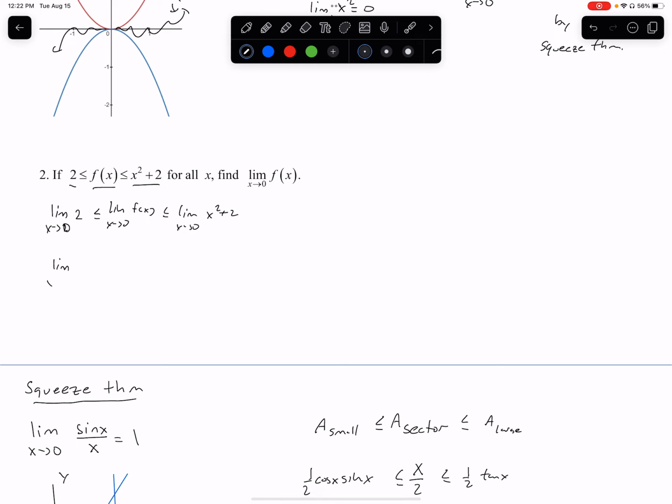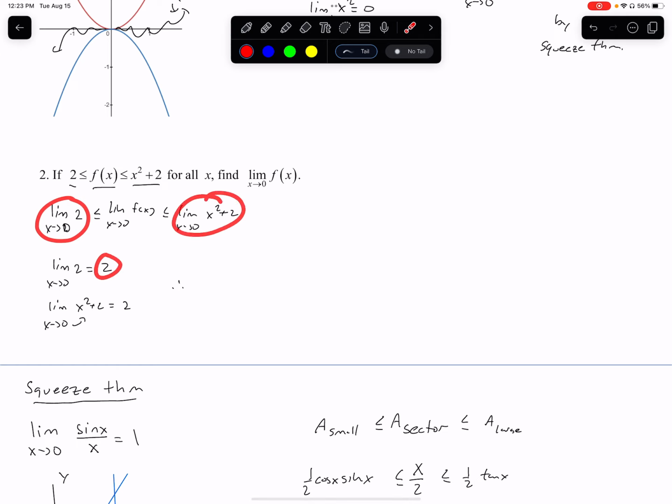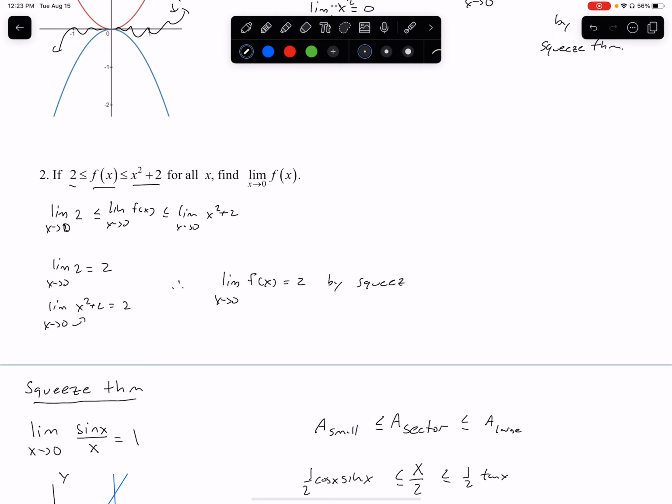If we take the limit as x approaches 0 of 2, that's just 2. If we take the limit as x approaches 0 of x squared plus 2, if I plug in my 0, that's also 2. Well, my outside here is approaching 2, and my inside is approaching 2. So what does that mean for the inside? Well, it's sandwiched between them. So pick a number between 2 and 2, and of course it's going to be 2. Therefore, the limit as x approaches 0 of f of x is 2 by the squeeze theorem. You should say by the squeeze theorem.